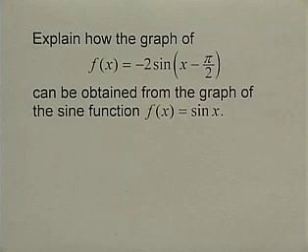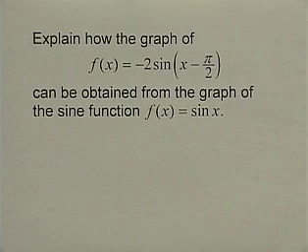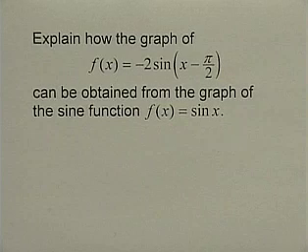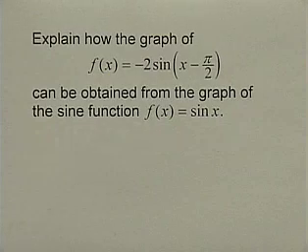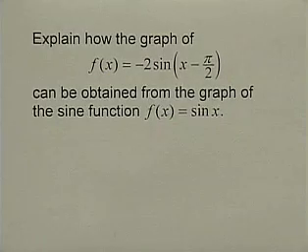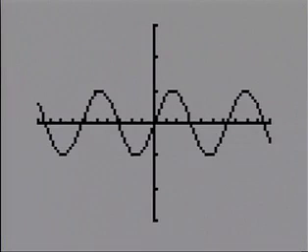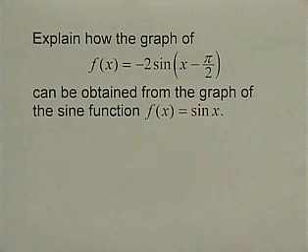So let's first talk about how the graph f of x is equal to -2 sine of x minus pi over 2 can be obtained from the graph of the sine function f of x is equal to sine x. Well, take a look first at the graph of sine x. You can see that it crosses through the origin, moving up and to the right, and it oscillates between -1 and 1. So f of x is equal to -2 sine of x minus pi over 2.